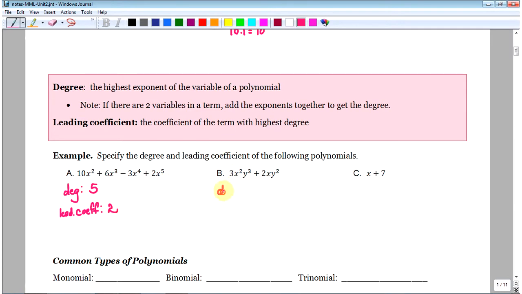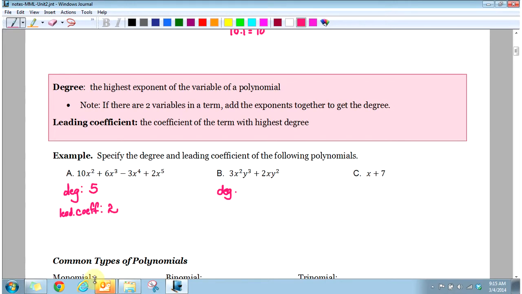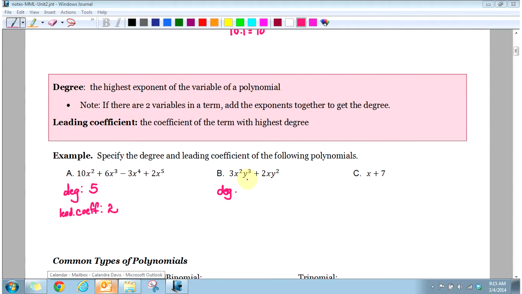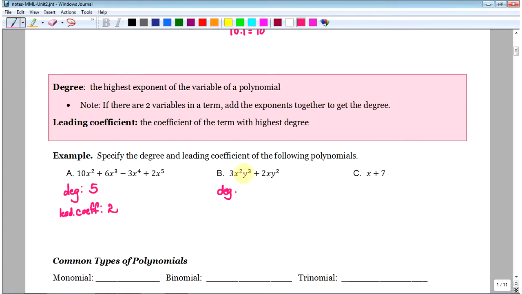Let's go on to part B. For this one, we have 2 variables. So in order to get our degree, we add the exponents together. In the first term, we have something that's degree 5. In the second term, remember x is really x to the first power. This has degree 3. Since we're looking for the highest, the degree of this polynomial is 5, which means that the leading coefficient is going to be 3.